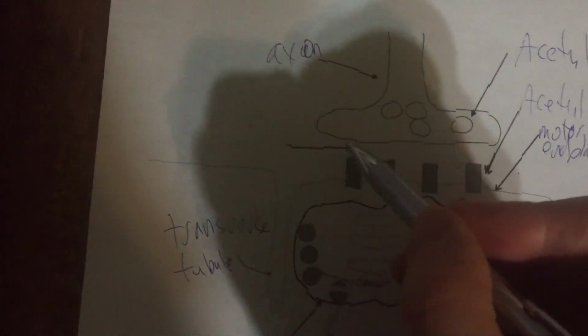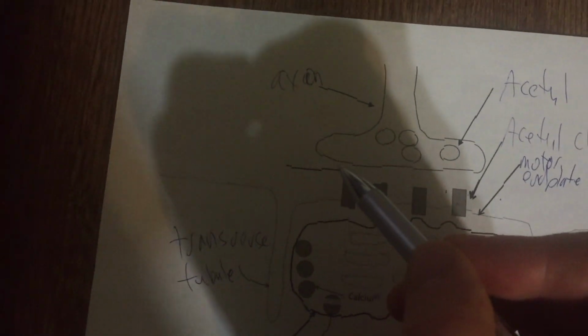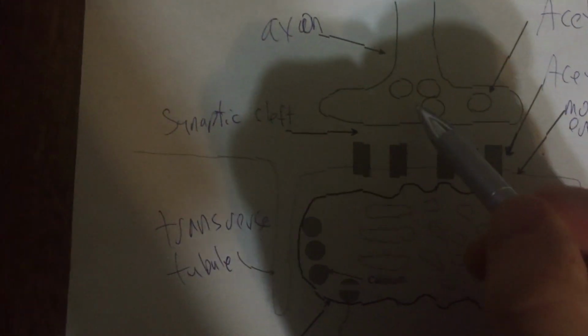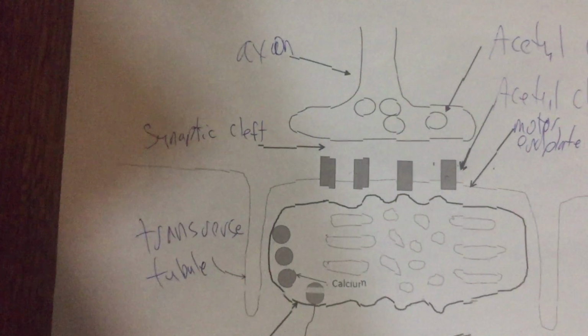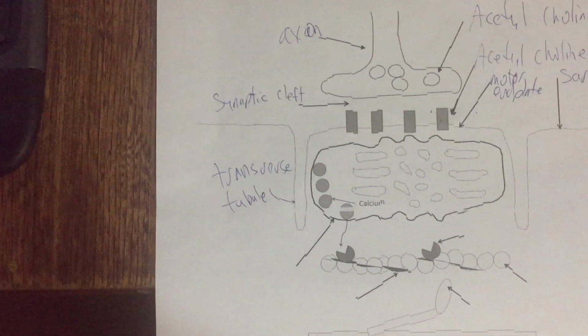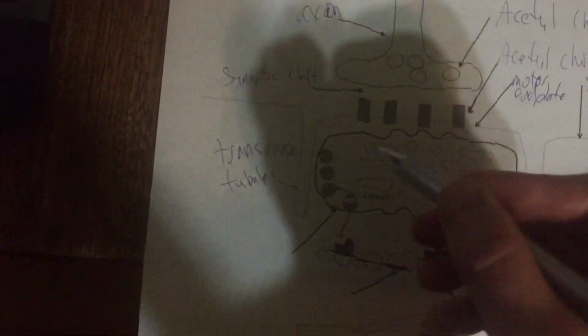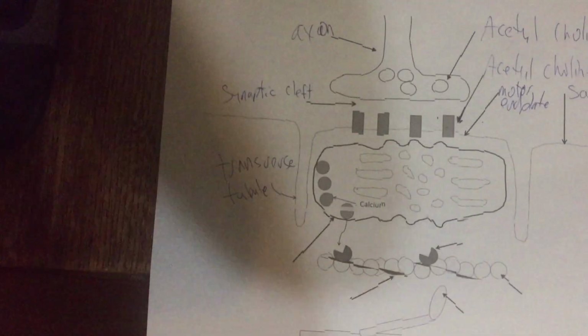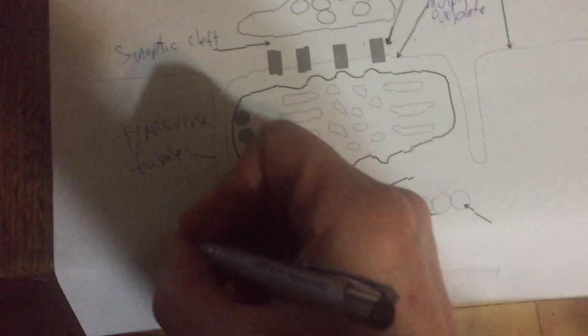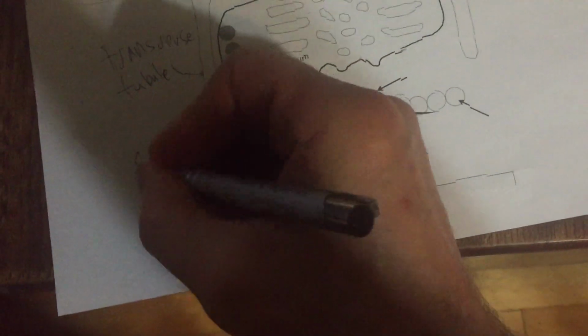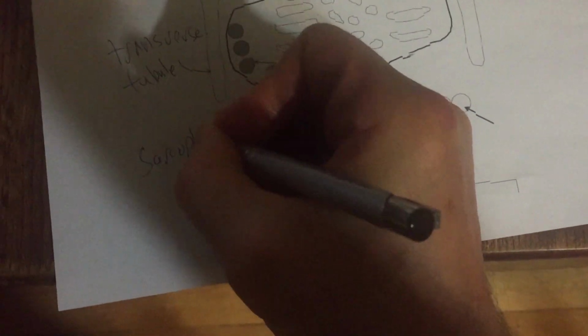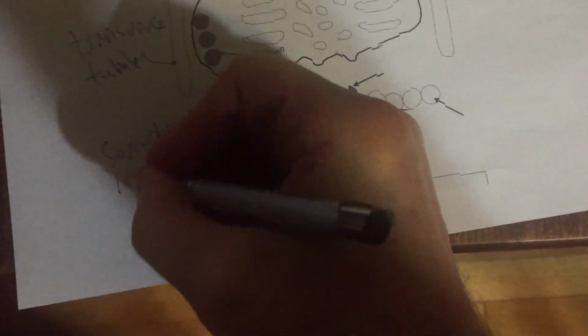And this label here refers to your synaptic cleft. So that's the space between the axon and the sarcolemma, or the motor end plate. The other labels we have here are this label here for the sarcoplasmic reticulum. This is an organelle in your muscle fiber that contains calcium. So that's your sarcoplasmic reticulum.